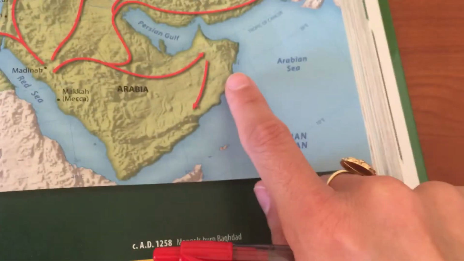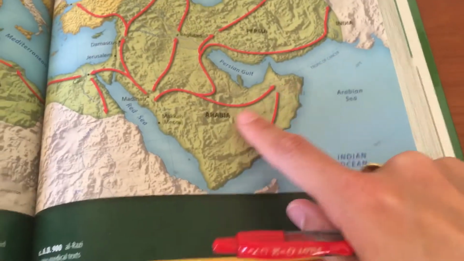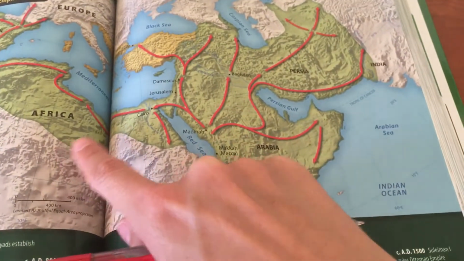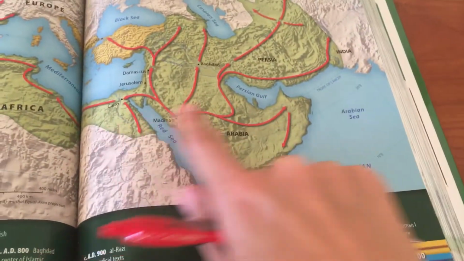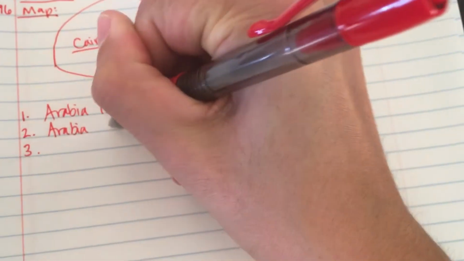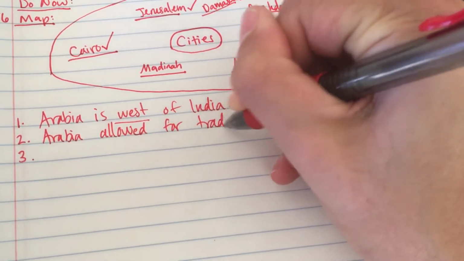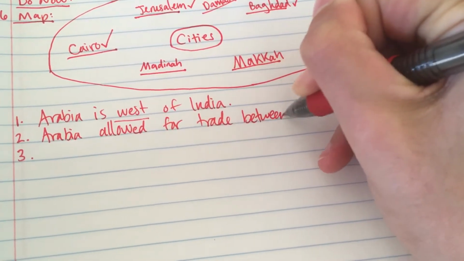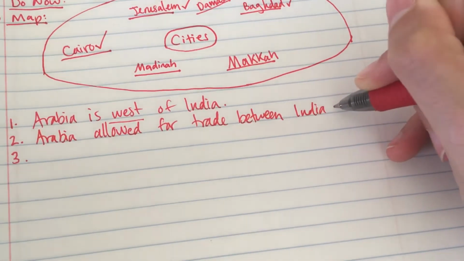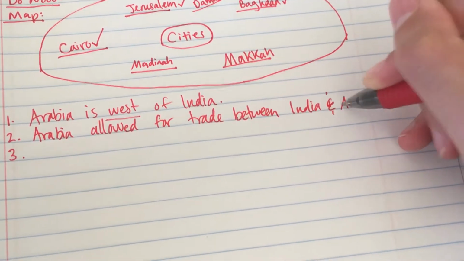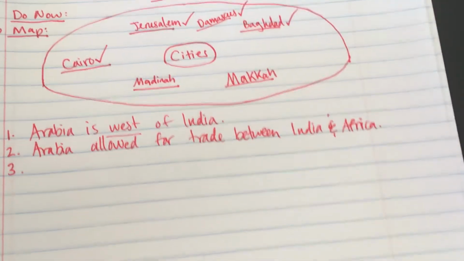Question 2 asks, how did Arabia's location make it a trading crossroads between the east and the west? Well, maybe this has got a clue from my last answer. We can say it's west of India, perhaps, and east of Africa, where they're able to trade between Africa and India. Okay, so Arabia allowed for trade between India and Africa.